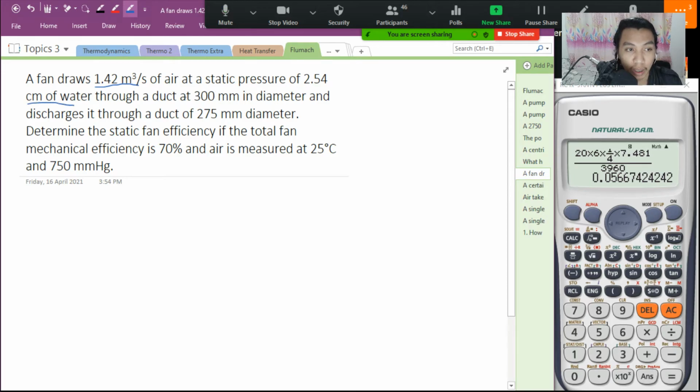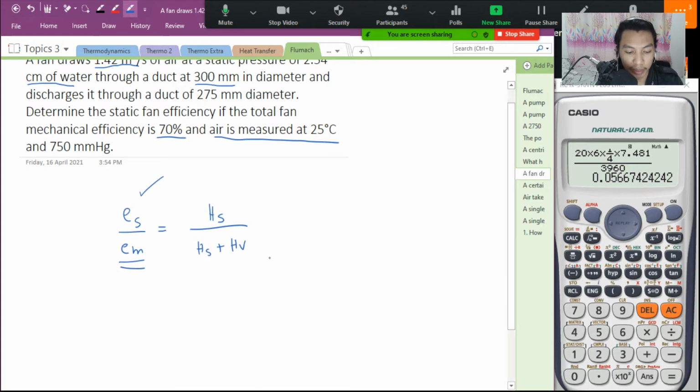So, naka-cm of water. Through a duct at 300 millimeter in diameter and it discharges it through a duct of 275 millimeter diameter. Determine the static fan efficiency if the total fan mechanical efficiency is 7 and air is measured at 25 degrees Celsius at 750 millimeter Hg. So, static fan efficiency, ES, over EM is equal to HS divided by HS plus HB. Ito yan. So, static fan efficiency and then mechanical efficiency.